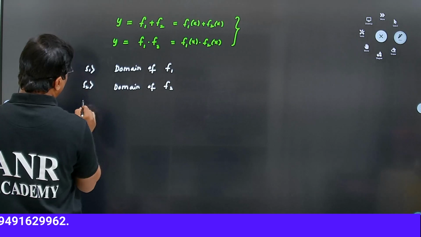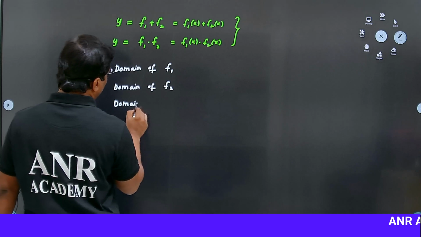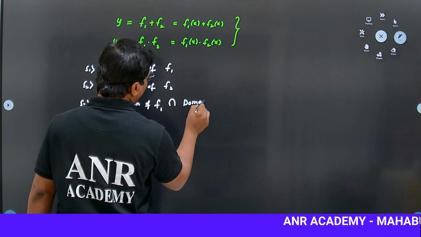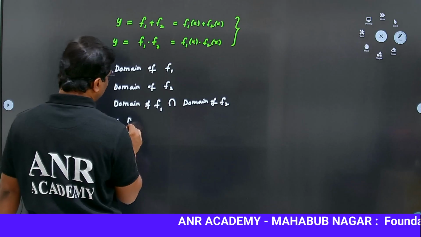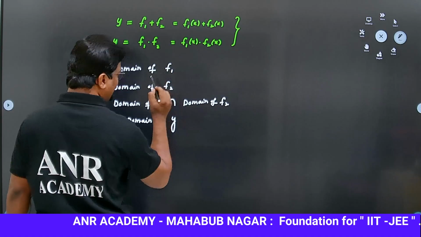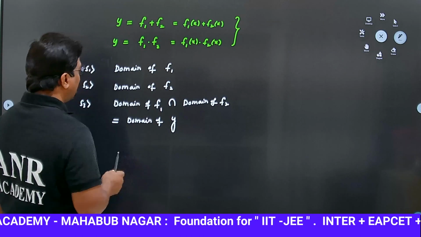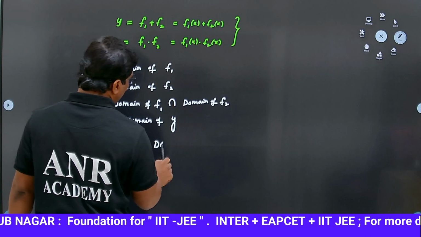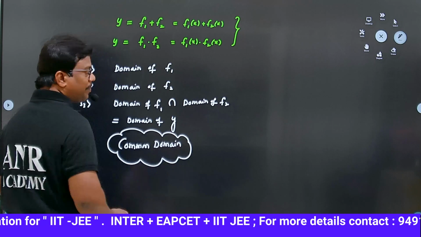Step 2. Next, in the third step, you have to write domain of f1 intersection domain of f2, that is equal to the domain of the given y, whether it is f1 plus f2 or f1 into f2. The common domain is the domain of y. You have to decide the common domain, and after that you have to draw the graph.